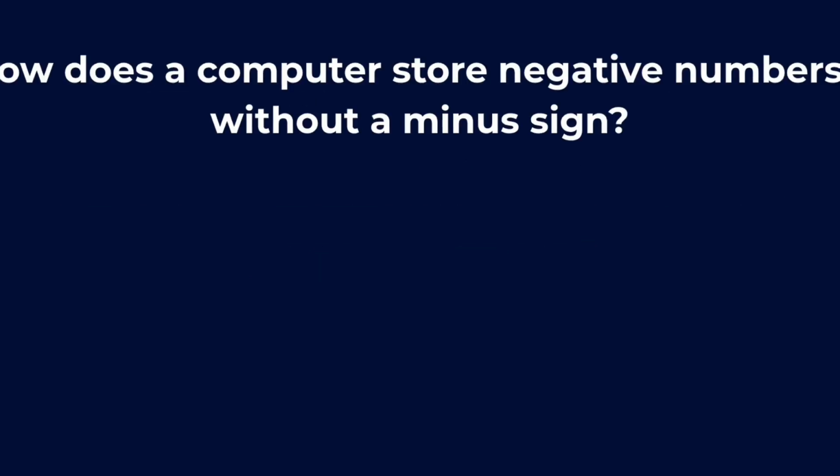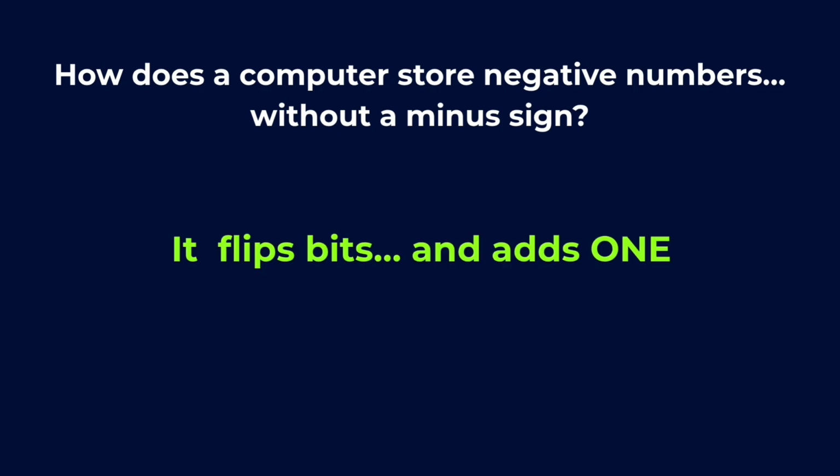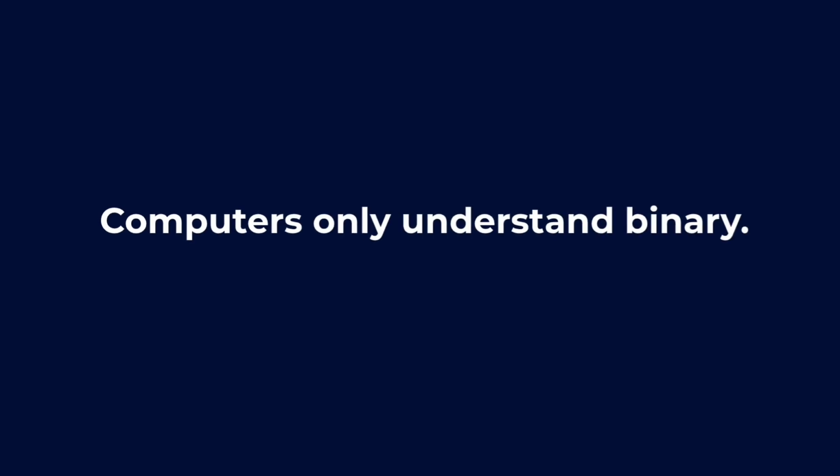Hello everyone. How does a computer store negative numbers without a minus sign? Simple. It flips bits and adds 1. Computers only understand binary. So to represent negative numbers, processors use something called complements.